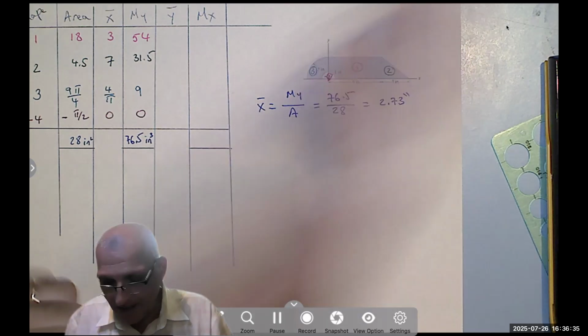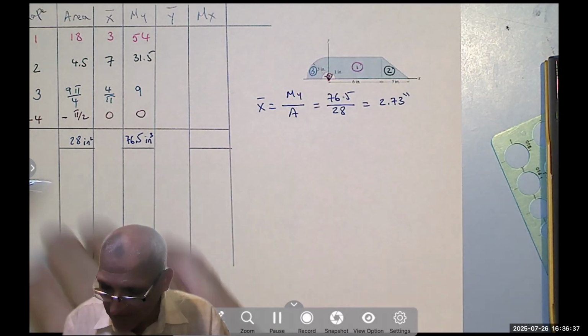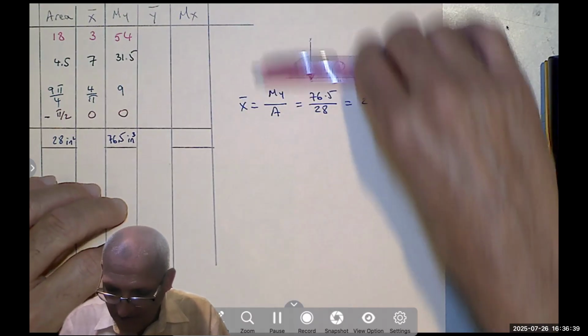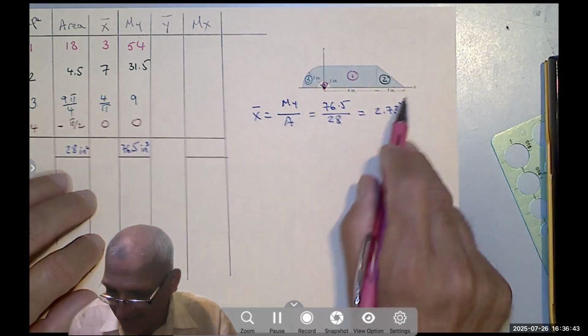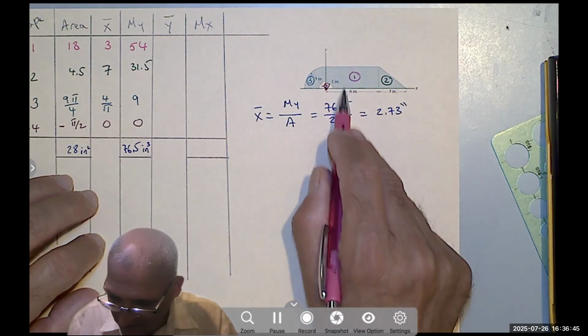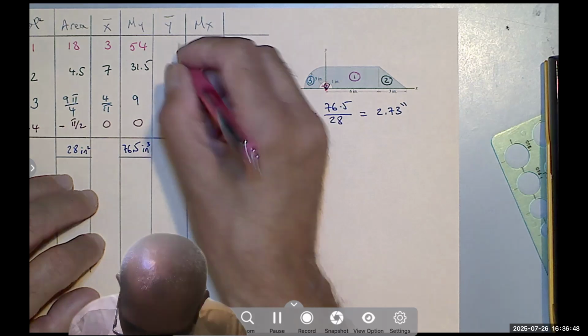Now let's go to the y bar. Now I'm looking at how high the four centroids are from the x-axis. If this height is 3, then you get 1.5.